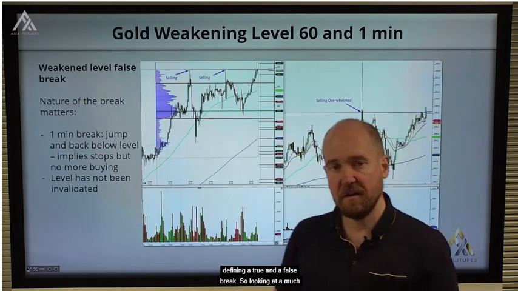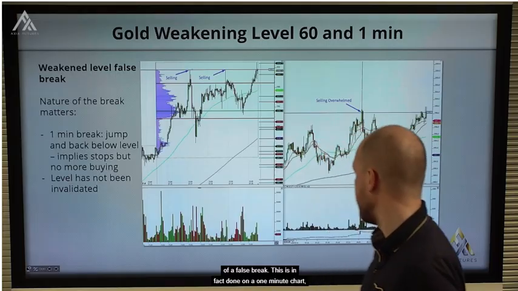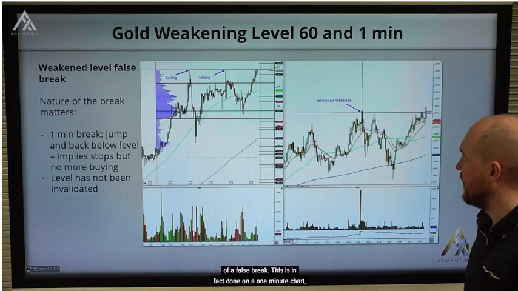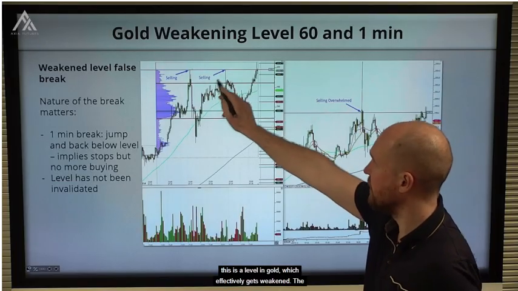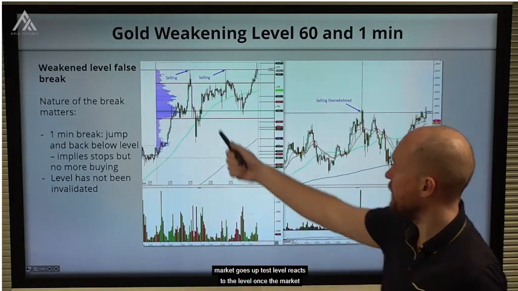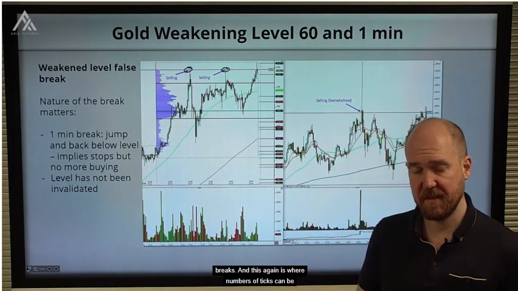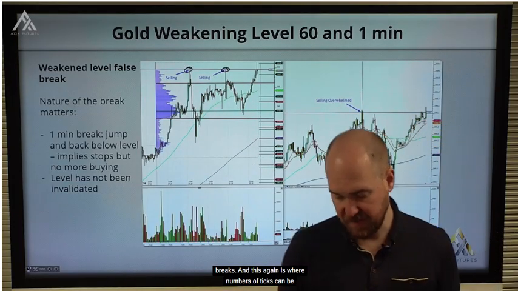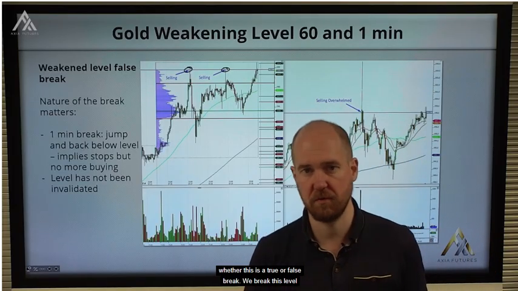So looking at a much quicker version of this, this would be a perfect example of a false break. This is in fact done on a 1 minute chart, this move, and this is an hourly level. So there's your level. This is a level in gold, which effectively gets weakened. The market goes up, tests the level, reacts to the level. Once the market breaks though, and this again is where number of ticks can be difficult, the way the move happens is what dictates whether this is a true or false break.